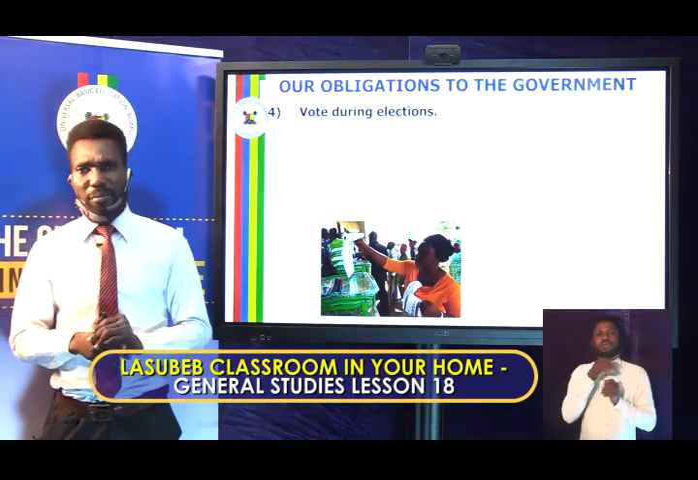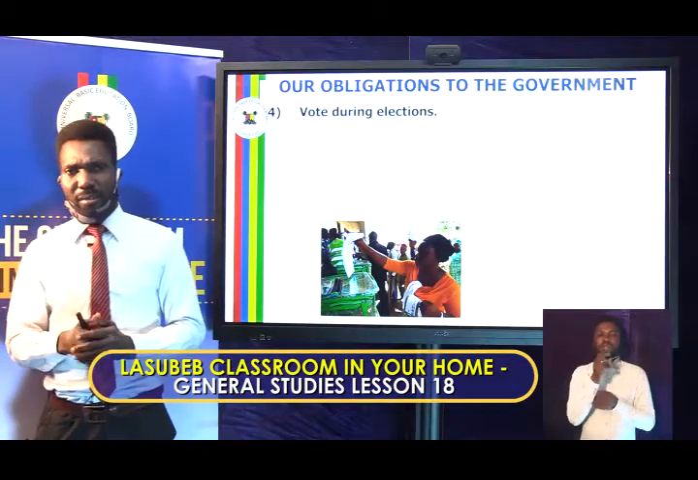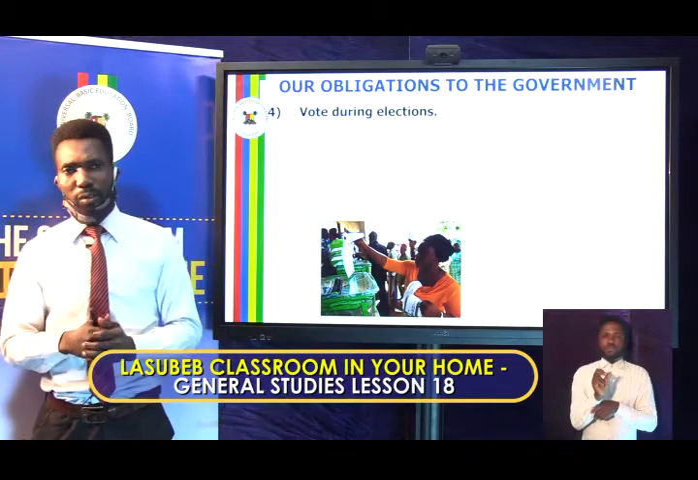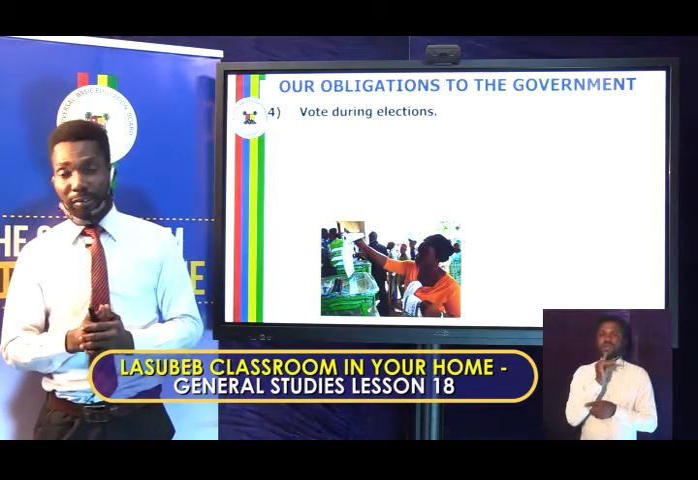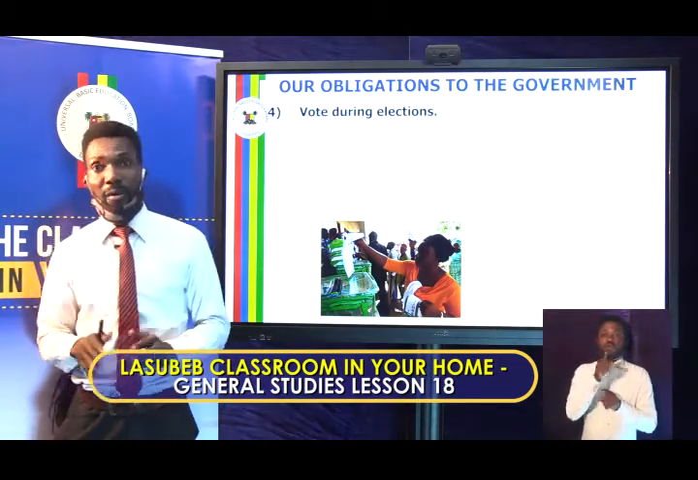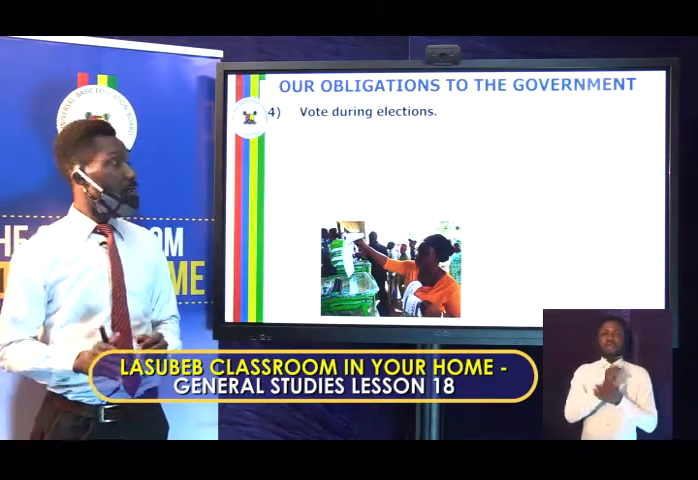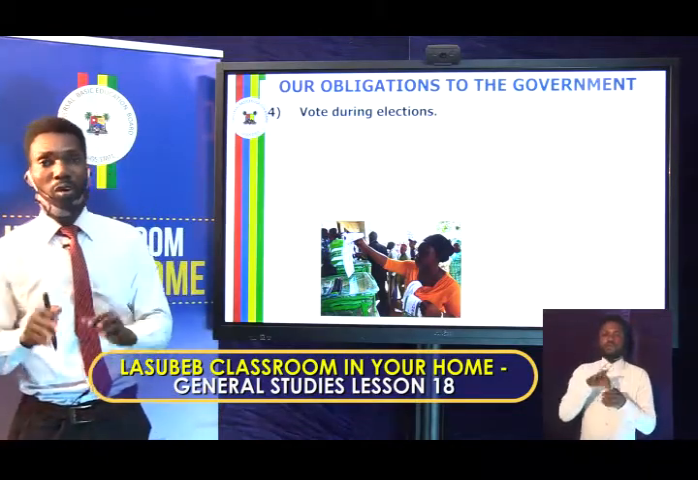Can you tell me the age? When you're up to what age? Somebody said 12. No, not 12. You are thinking it's 15. No, it's actually 18 years. When you are 18 years, up to the 18 years of age, that is when you are allowed to vote during elections.